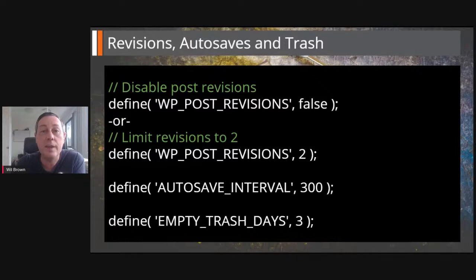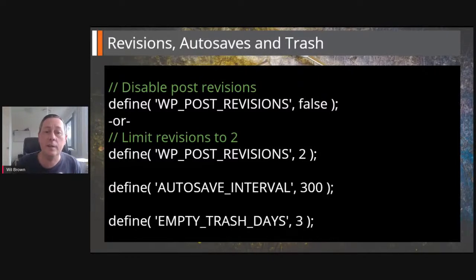WP_POST_REVISIONS. You can set that to false, and WordPress will no longer store any revisions, any copies of posts in the database. But I like to hang on to 2 or 3 at a time just in case, because sometimes I make mistakes editing and it's nice to be able to go back 1 or 2 posts. So you can just replace that false with a number, 2 or any number that you want to keep a number of copies with.